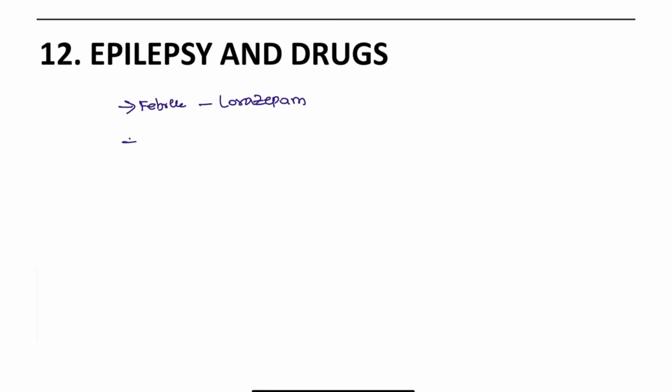So the first and foremost important one is febrile seizure. Whenever the patient is having a febrile seizure, you can go for the benzodiazepines, that is lorazepam. Lorazepam is given for the patients of GTCS. First line is lamotrigine. But if they ask about GTCS, then you have to choose valproate as the drug of choice.